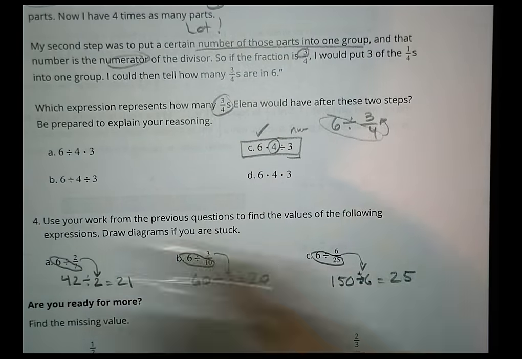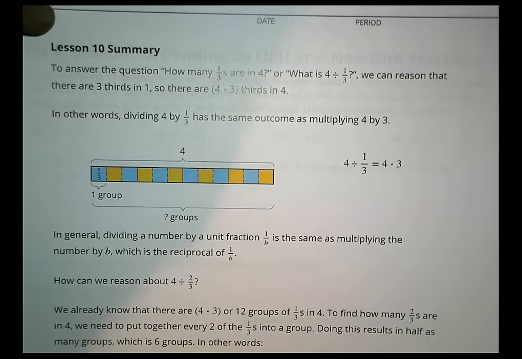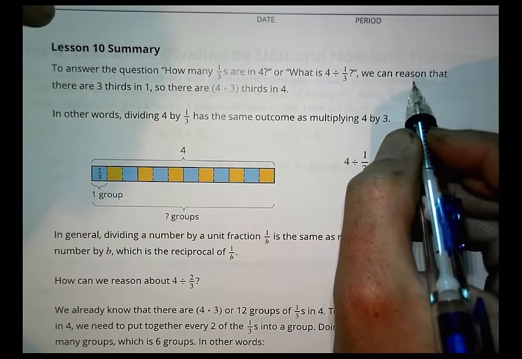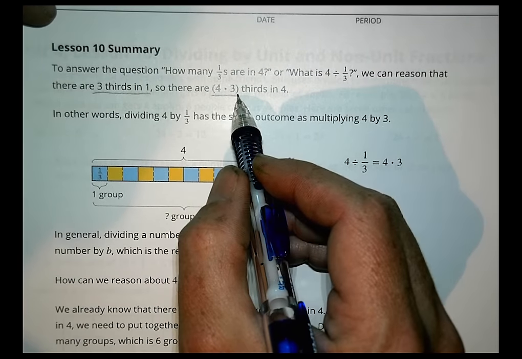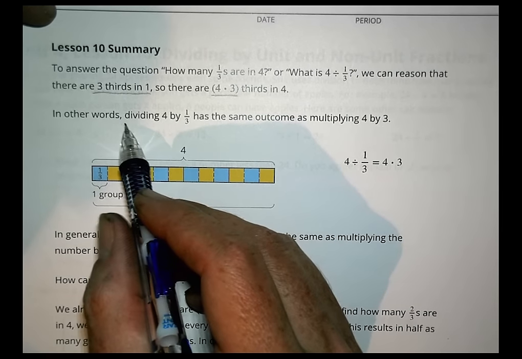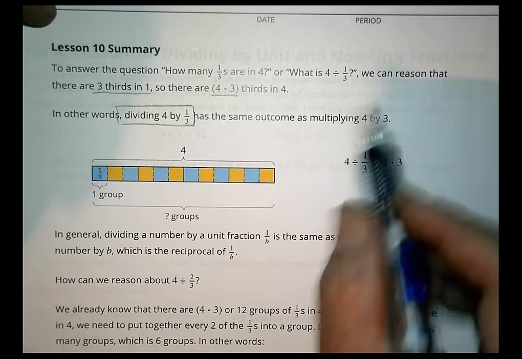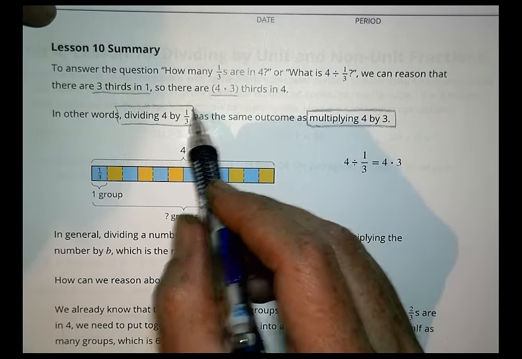Alrighty. Let's take a look at our summary for this lesson. Alright, to answer the question, how many thirds are in 4, or what is 4 divided by 1/3, we can reason that there are 3 thirds in 1, so that there are 4 times 3 thirds in 4. In other words, dividing 4 by 1/3 has the same outcome as multiplying 4 by 3. Those are the same outcomes there.